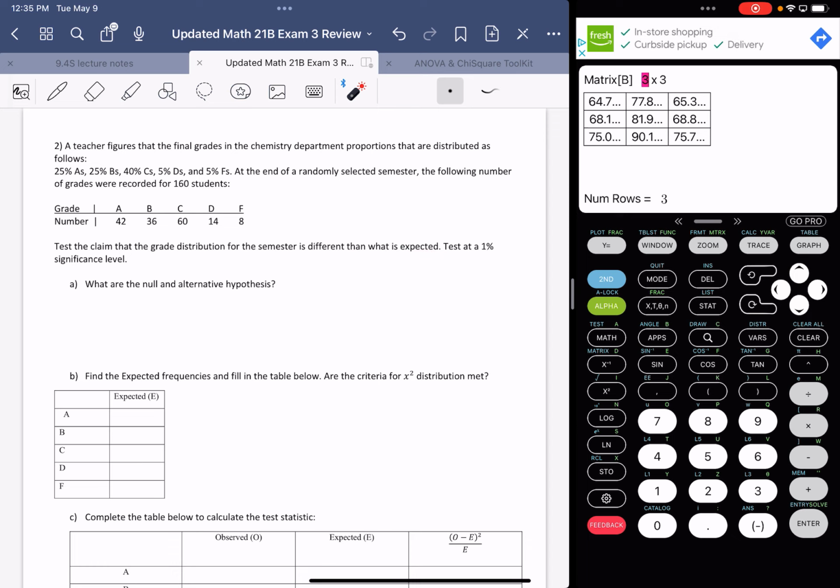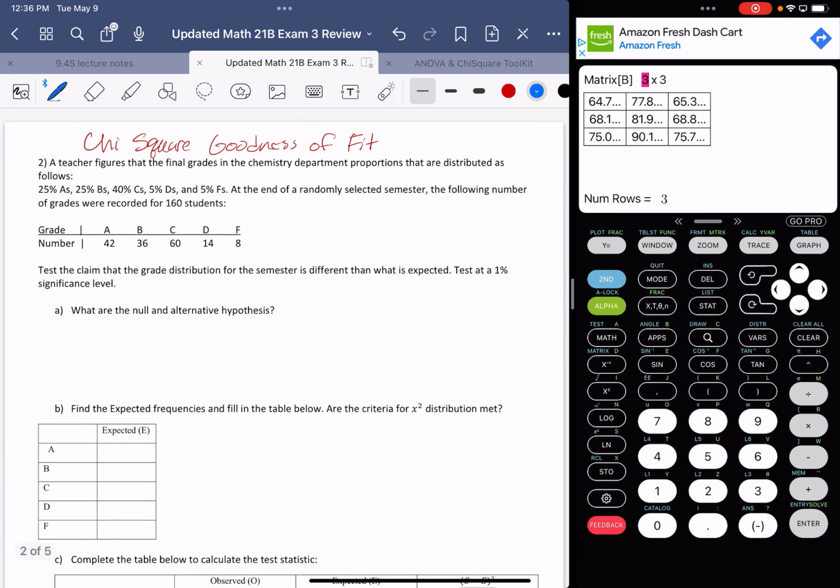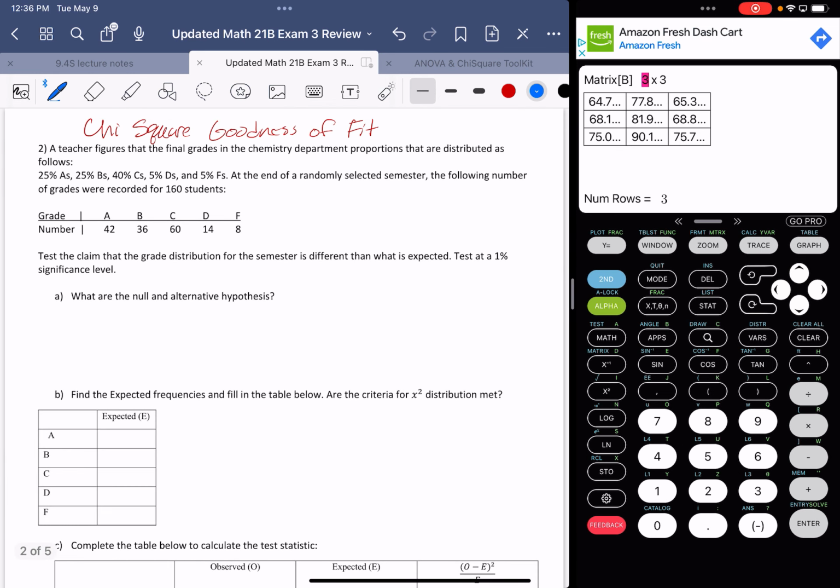So let's stop here. Remember, of our 4 options, ANOVA, chi-square goodness of fit, chi-square independence, and chi-square homogeneity, which is it? Goodness of fit. Goodness of fit, good. So chi-square goodness of fit. All right. Part A, what are the null and alternative hypotheses?